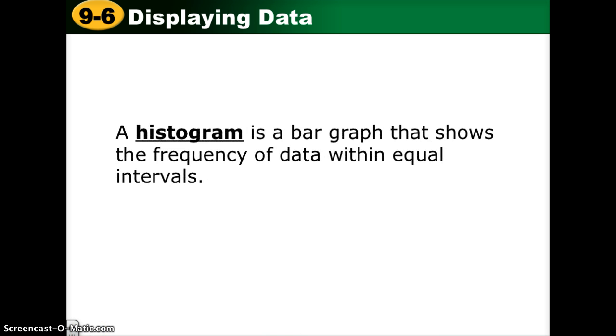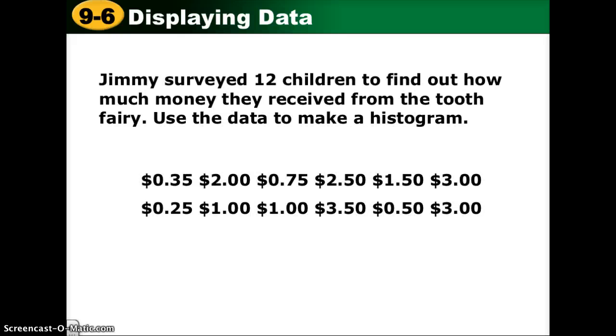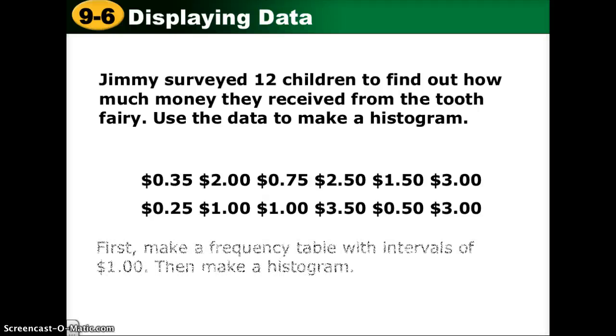A histogram is a bar graph that shows the frequency of data within equal intervals. Jimmy surveyed 12 children to find out how much money they received from the Tooth Fairy. Use the data to make a histogram. So we look at these different dollar amounts, and what we try to do is we group them. So instead of graphing each number individually, we make the intervals that'll give us the information we want, but gathered a little bit more tightly.